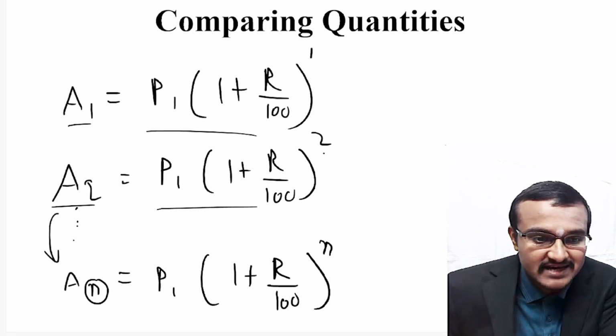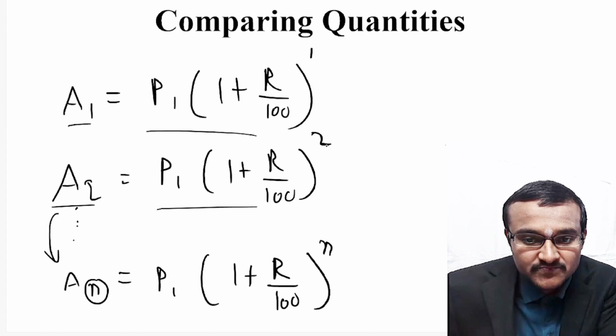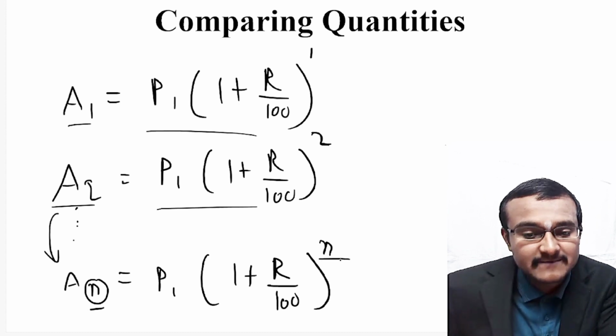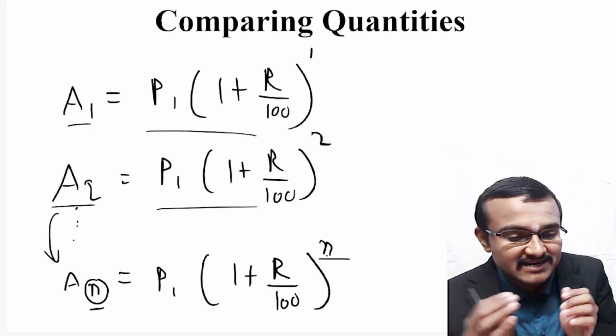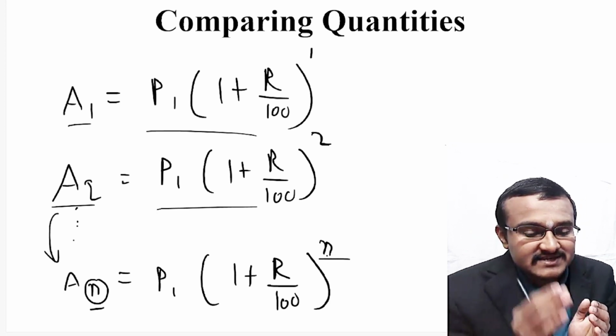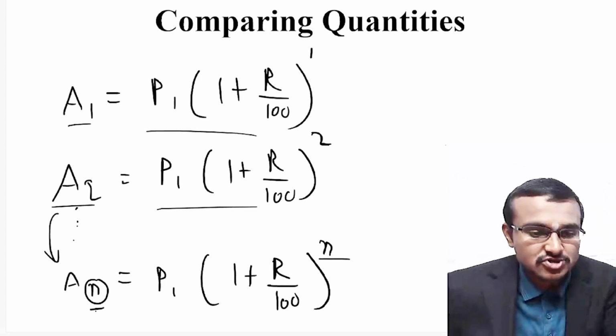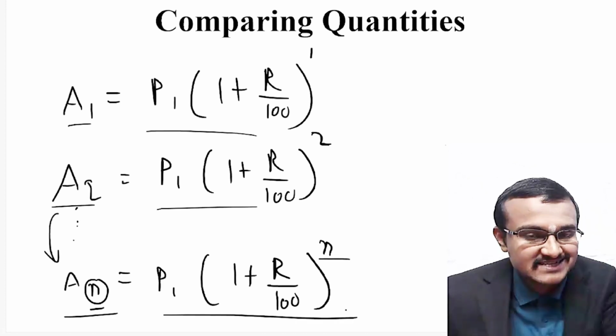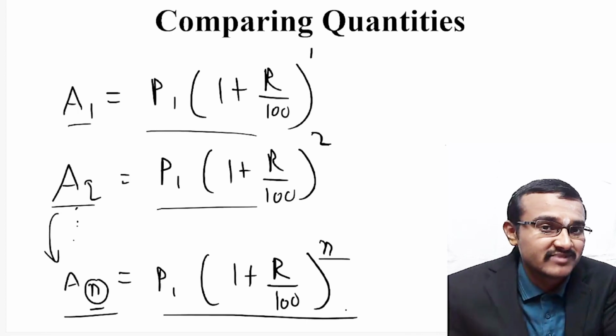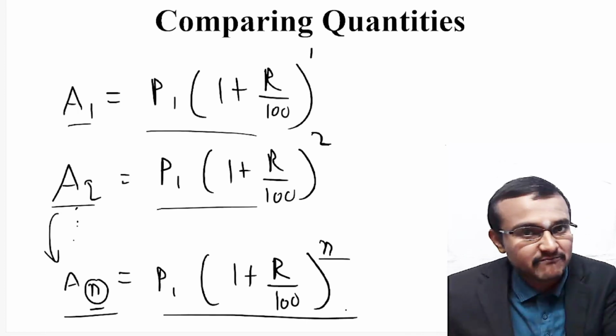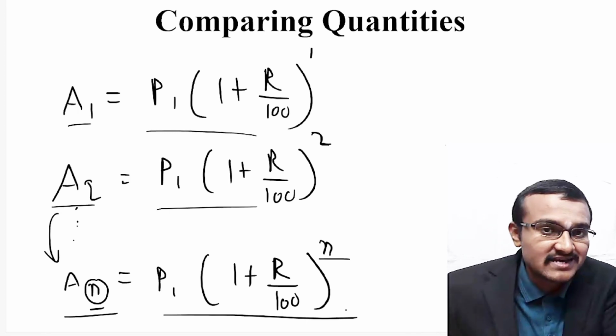When A2 was there, the power of 1 plus R by 100 was 2. So when An is there, the power of 1 plus R by 100 will be n. So the general formula is An equals P1 into (1 plus R by 100) power n. Using this general formula, you can easily find out how much amount will remain after a certain number of years. So the number of years is actually n.